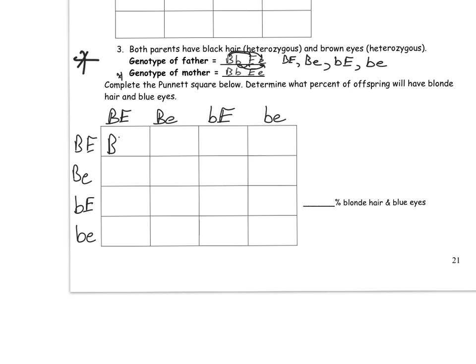So this will be big B, big B, big E, big E. This is big B, big B, big E, little e. This is big B, little b, big E, big E. And this is big B, little b, big E, little e. You see, I just took this big B here. I brought it down. This big B came over here. This big E came here. This big E came here. And I did this for all four coming across.